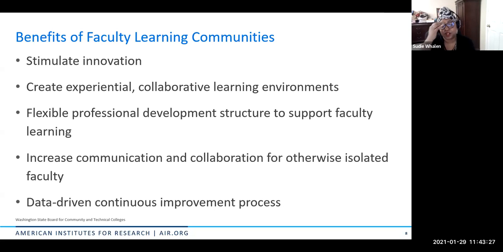My favorite thing about learning communities is the built-in data-driven continuous improvement process, because I'm a data nerd and I like looking at data. I know everybody doesn't feel that way and I understand, but I do. So yeah, there's a lot of really great things to be had and to be learned from faculty learning communities. The best part about it is just the opportunity to learn from and learn with your colleagues, from my perspective.